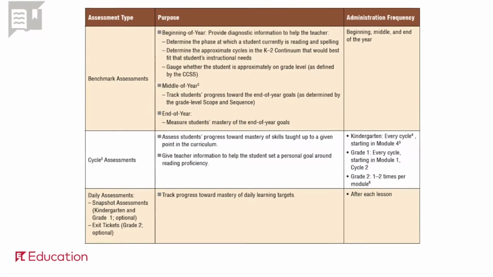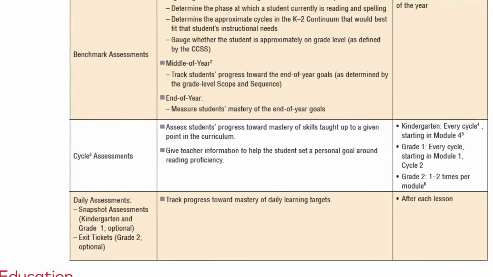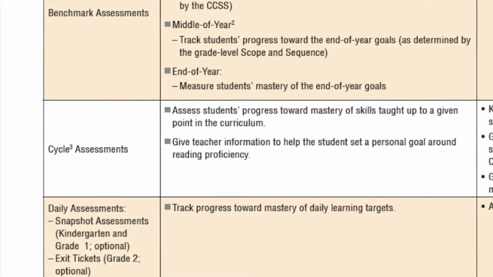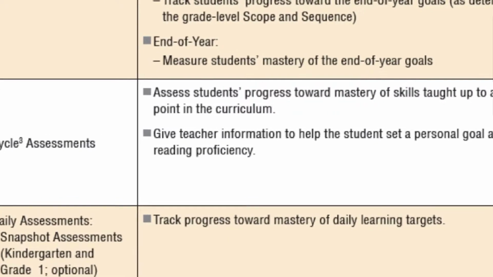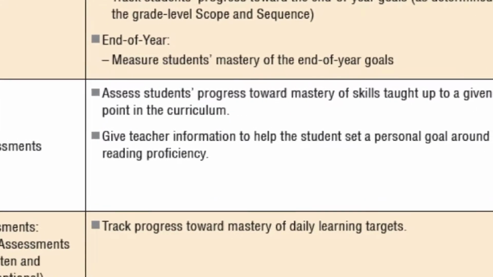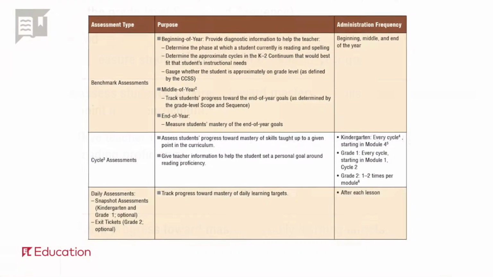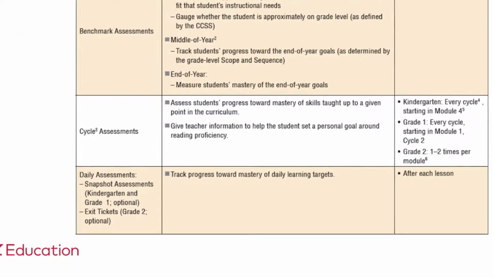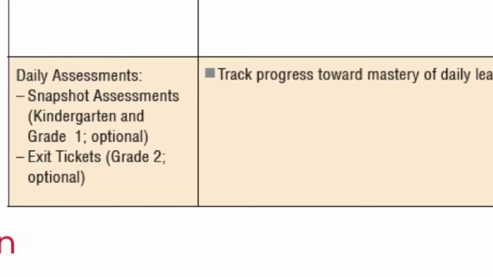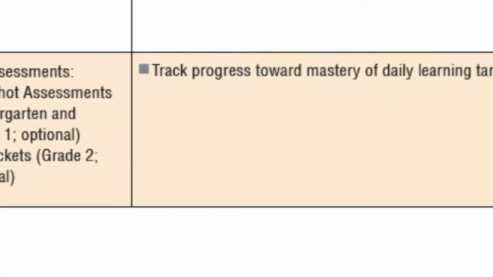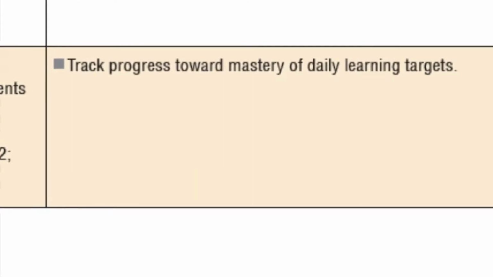The cycle assessments are the next type of assessment. These help you determine the mastery of skills taught in a given cycle, which is usually 5 days of instruction. In 2nd grade, cycle assessments are less frequent. The last type of assessment is optional. The daily assessment, called snapshots or exit ticket, depending on your grade level, can be used as a tool to check mastery of daily targets.